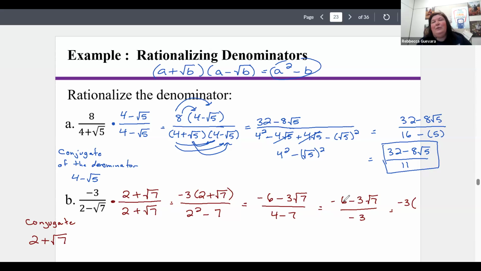If I factor out a negative 3, that leaves me with a plus 2 here, plus square root of 7, divided by square root of 7. Those cancel, and we should have 2 plus square root of 7.